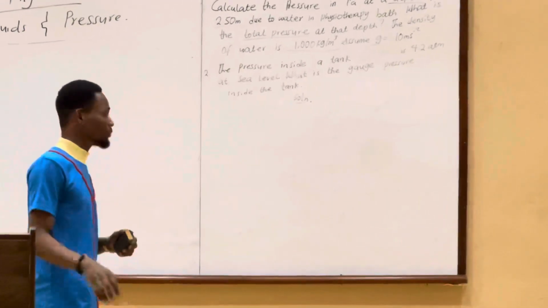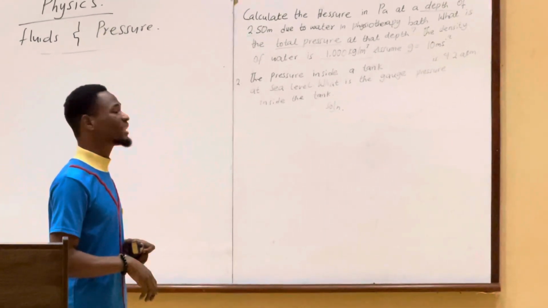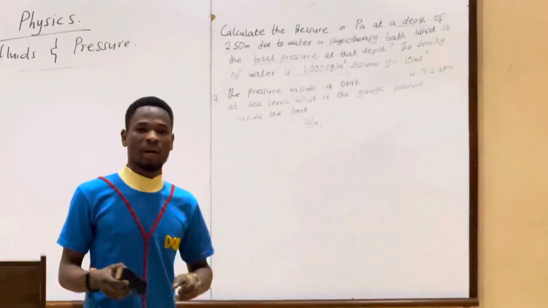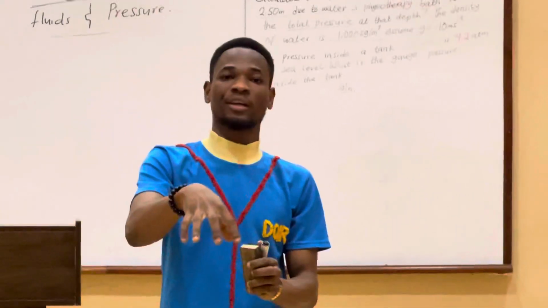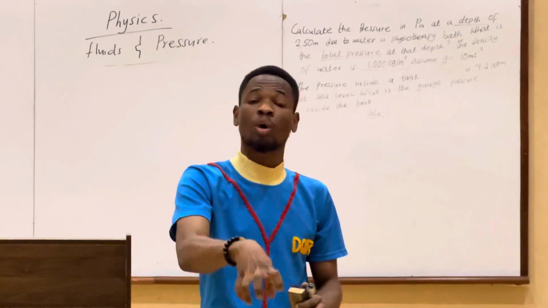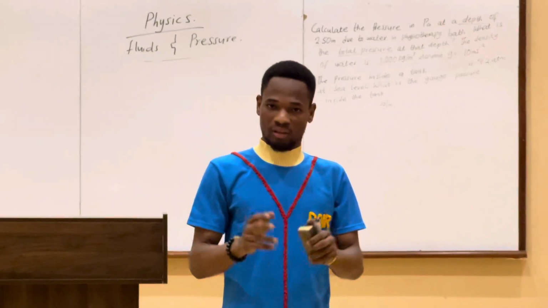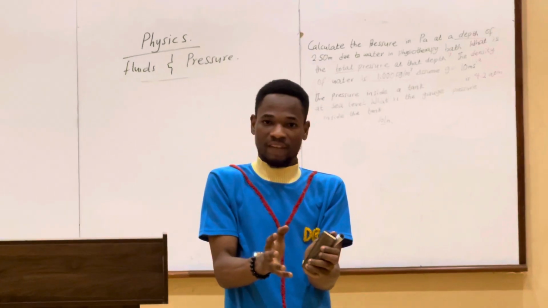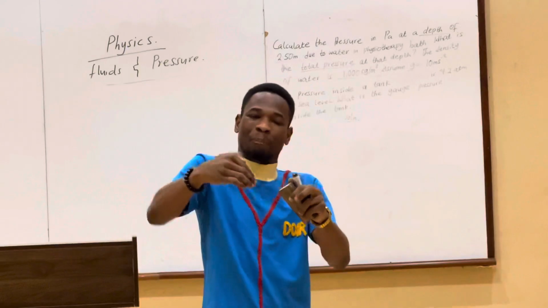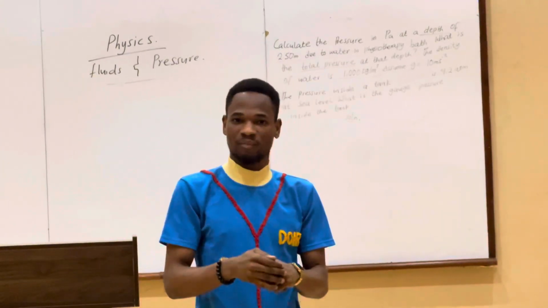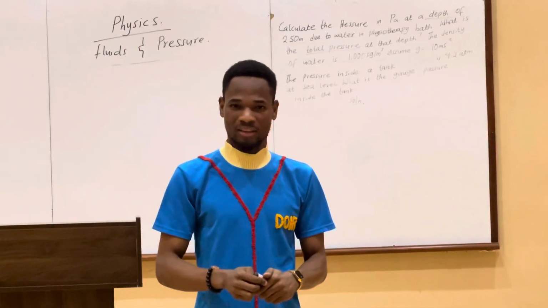At sea level, what is the gauge pressure inside the tank? Let me tell you something. When you have a tank, the pressure inside that tank is what we call the absolute or the total pressure. Did you understand that way? Because inside the tank, the tank has been enclosed, so there is a perfect vacuum created within the tank. So that is the absolute or the total pressure inside the tank. Do you understand that way?